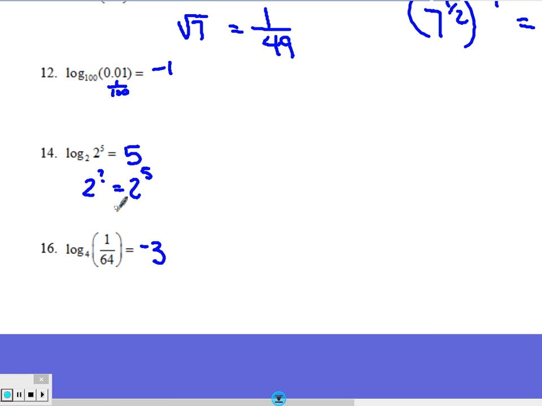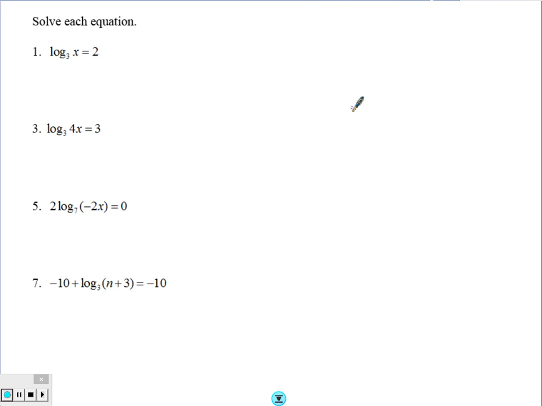All right, so the next section we're going to do is solving. So I'm going to do a couple with you, and then you're going to try a couple on your own, just like we did before.